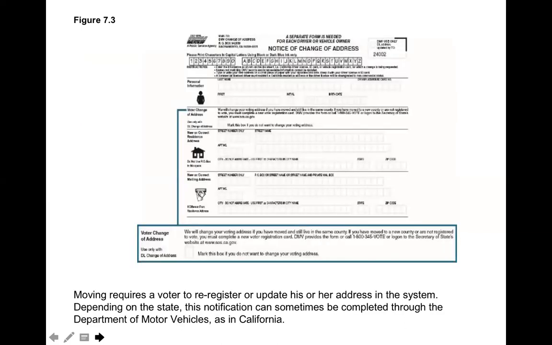So here is an example of a DMV. Do you guys know that when you go to the DMV, you can actually register to vote? So it's kind of nice. You can do everything there. If you need to change your address, this is an idea of the form.